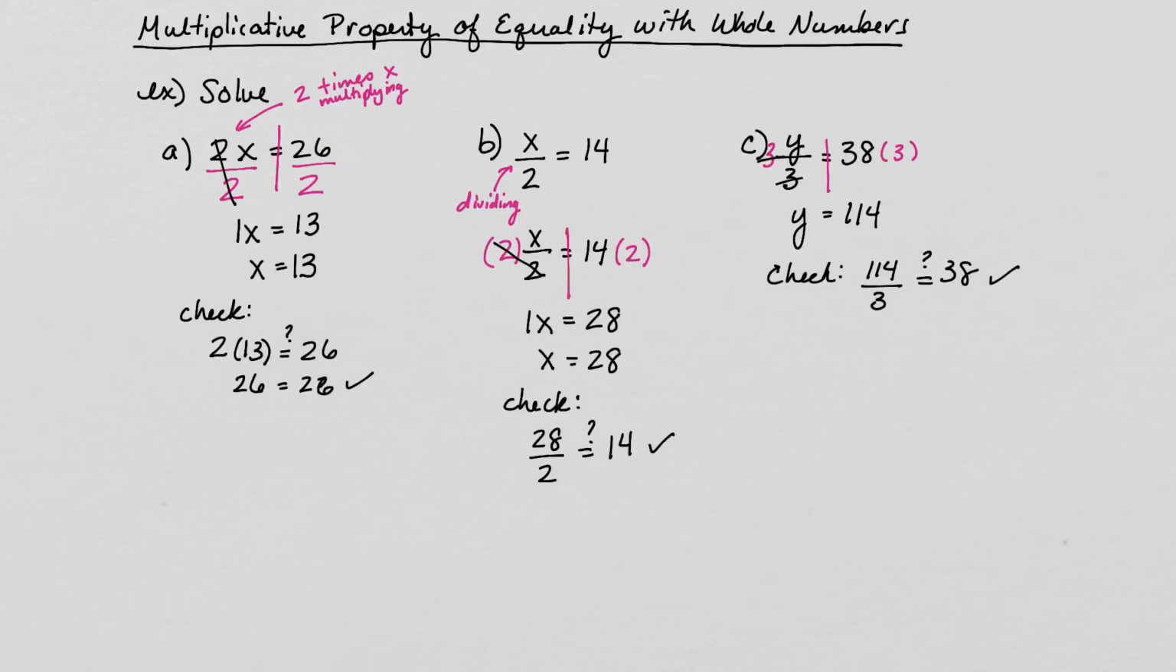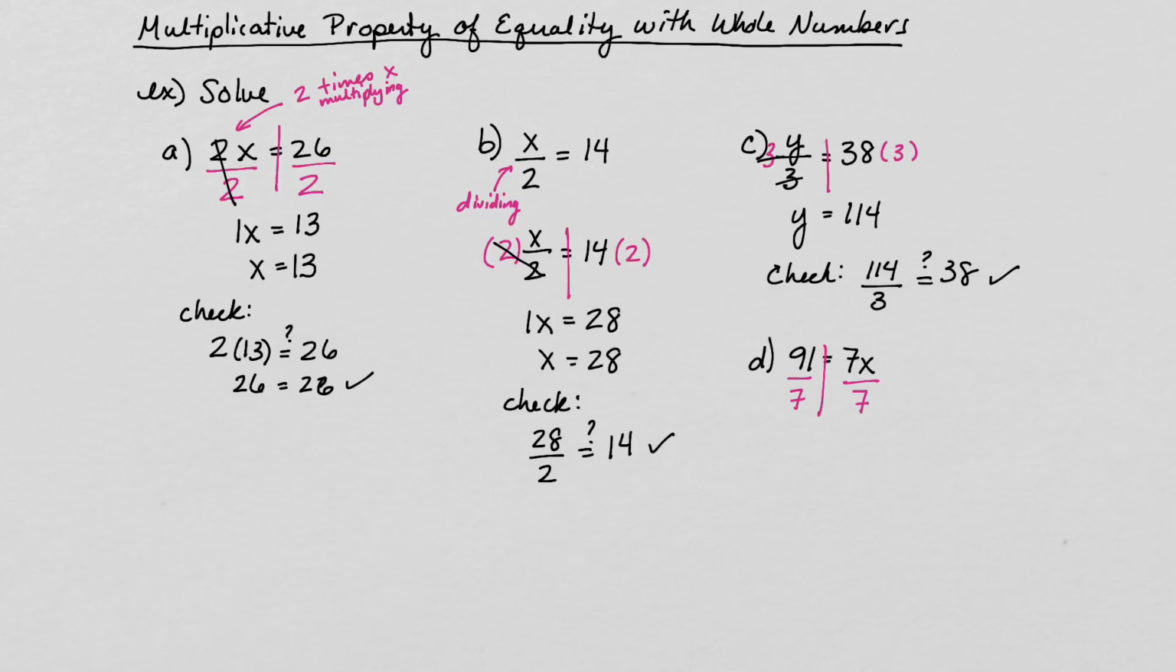So we'll do one more. Let's find a good one. Here we go. What about 91 is equal to 7x? Again, if you look here, the 7 times the x is being multiplied. I want to get the x by itself, so I have to do the opposite of the multiplication. The opposite of multiplication would be division, and I have to divide both sides by 7.